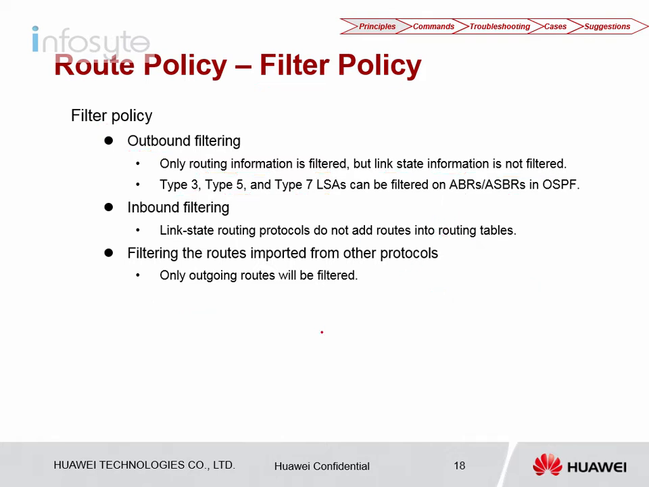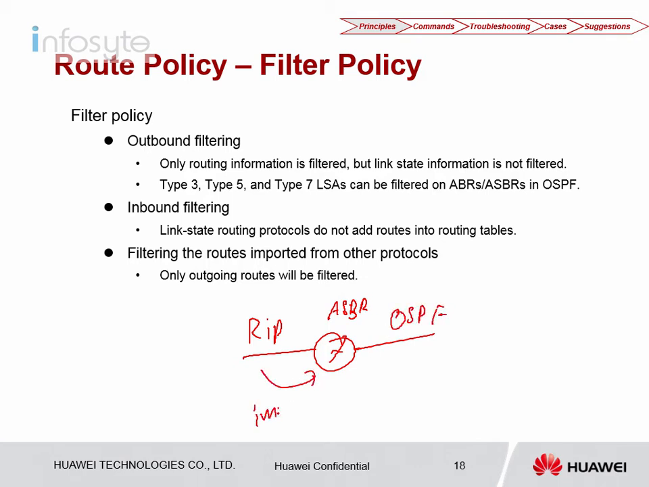Now, assuming that you have another scenario. So here I have RIP going into an ASBR router that's running OSPF. Now, when you import routes from RIP into OSPF, OSPF is going to advertise them as external ASE. Okay, so that will be type 5.